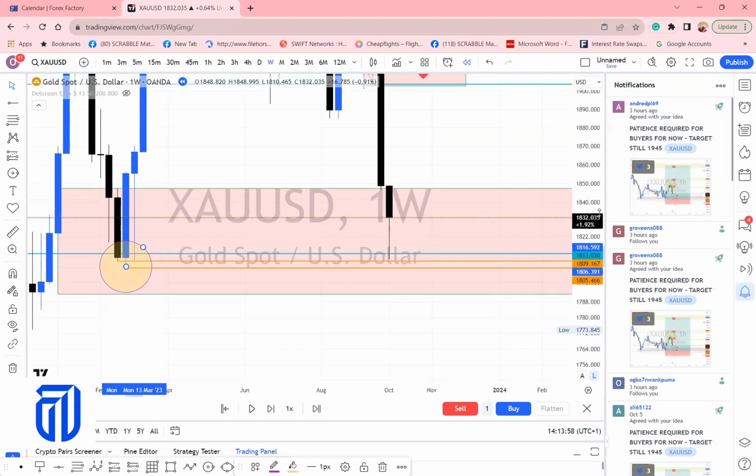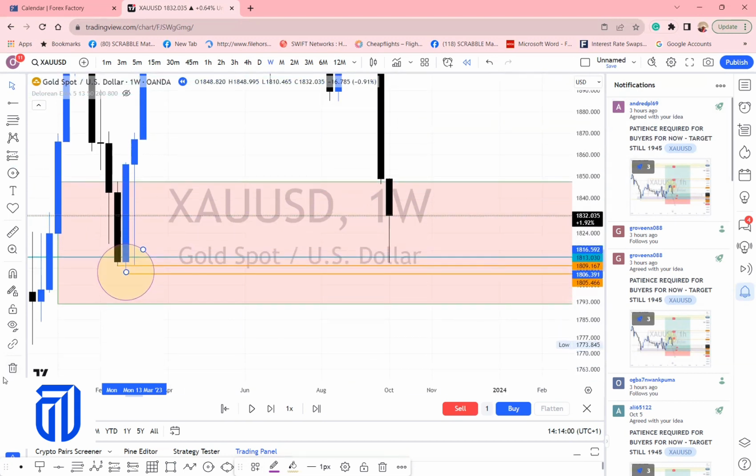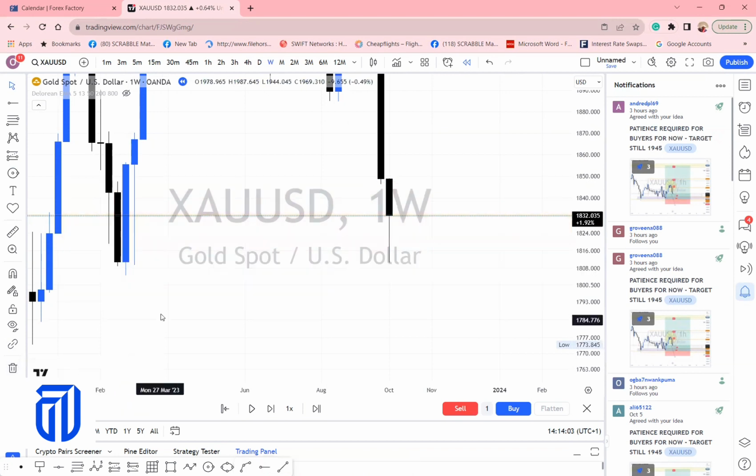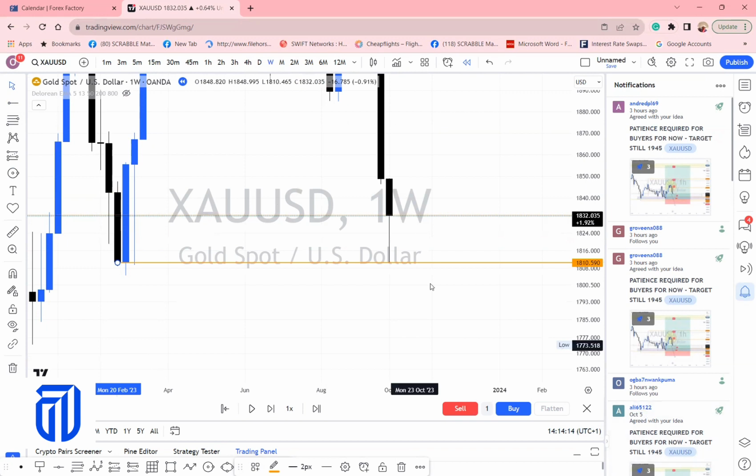Now, as a smart trader, let me just clear the chart so that I can explain very well. Now, look at these 3 candles. These 3 candles were my reference point. So I know that this place that I mark now up until 1810 is a very, very key level. And as you can see, that was already tested at some point, right? On the 2nd of October.